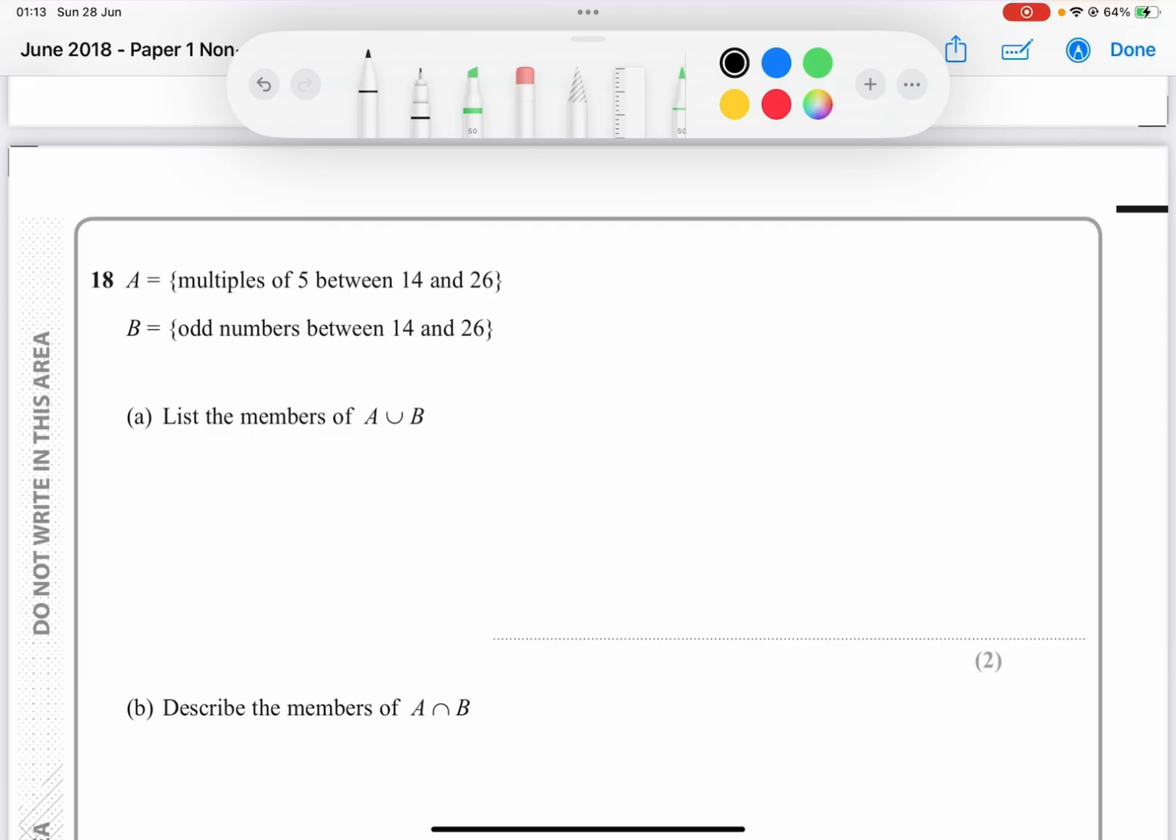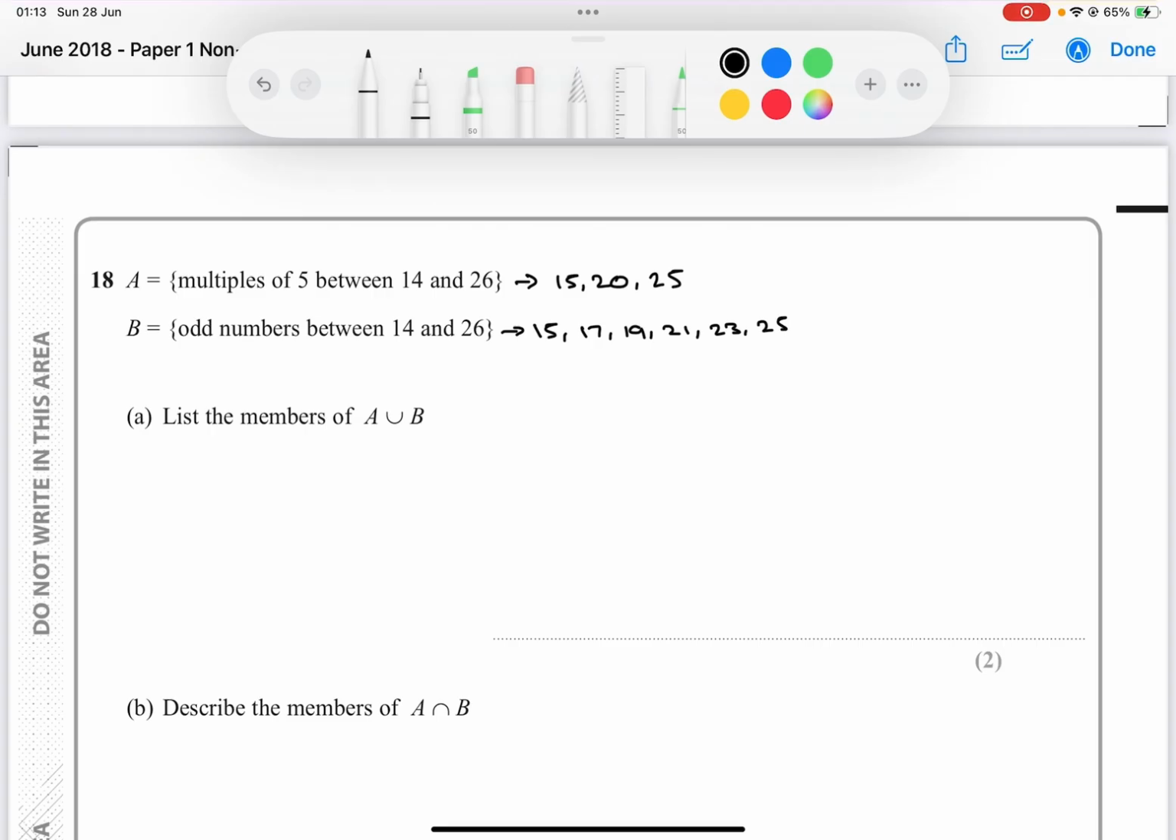So A is the multiples of 5 between 14 and 26. So what are the numbers between 14 and 26 that are multiples of 5? So we have 15, 20, and 25. The odd numbers between 14 and 26 are 15, 17, 19, 21, 23, 25. Okay?